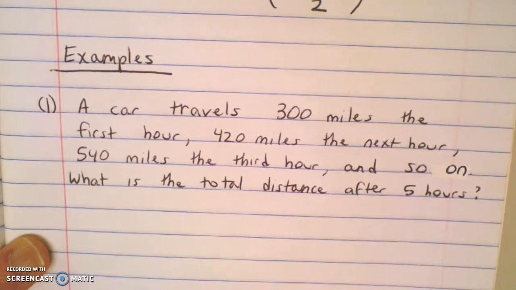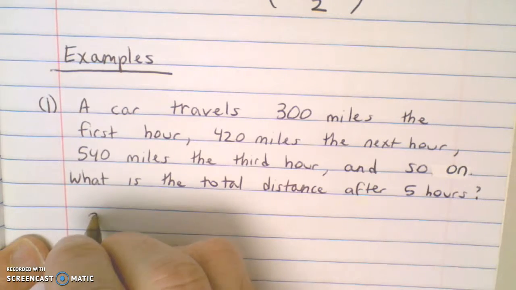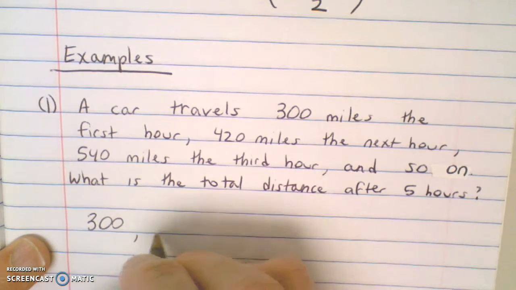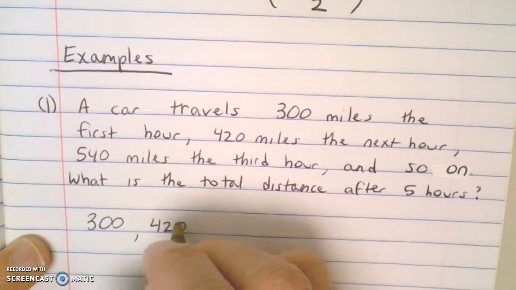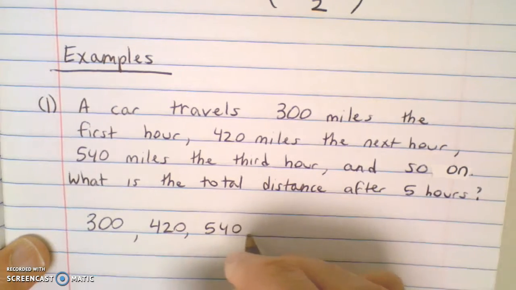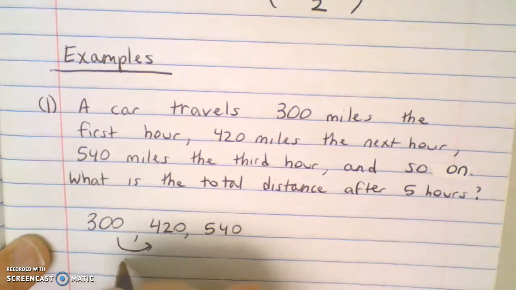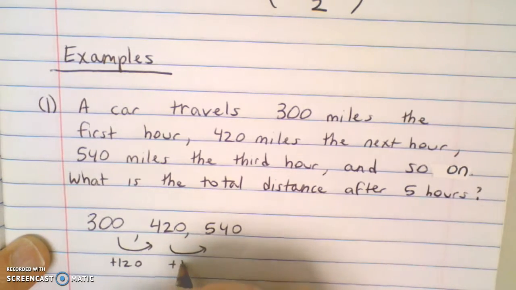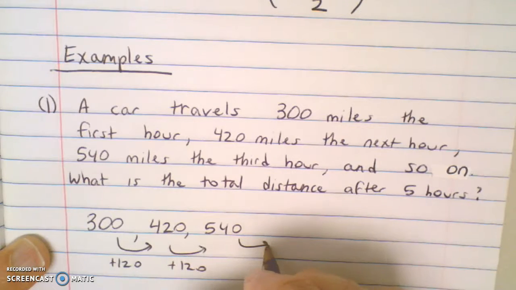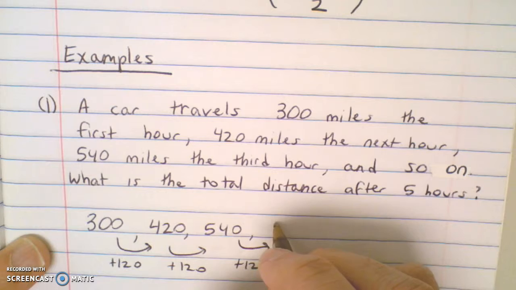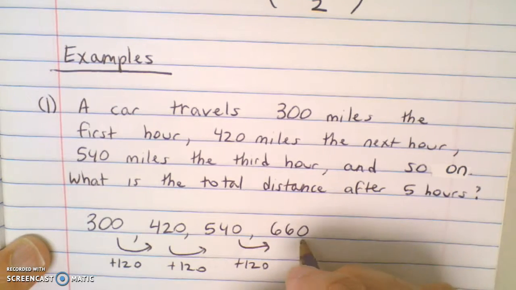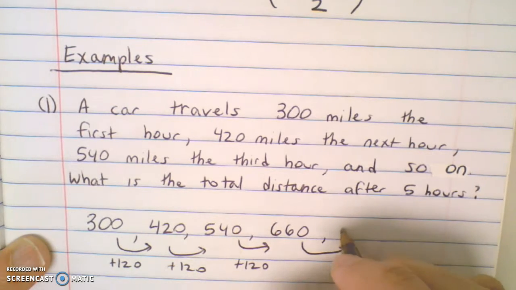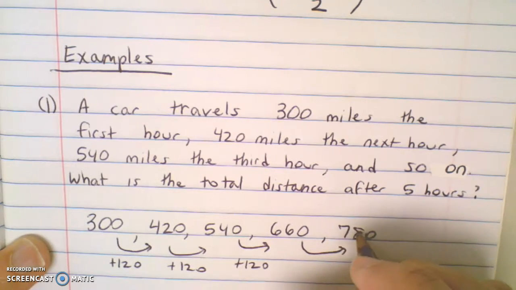Okay, so there's a couple ways we can solve this problem. First, I'm just going to list the numbers. So 300 is my first term, then 420, then 540. Going in order, these numbers are increasing by 120. So the next two terms I can calculate just by adding 120. Sometimes you don't need to use the formula if the sequence is small enough, where you could just continue the pattern.